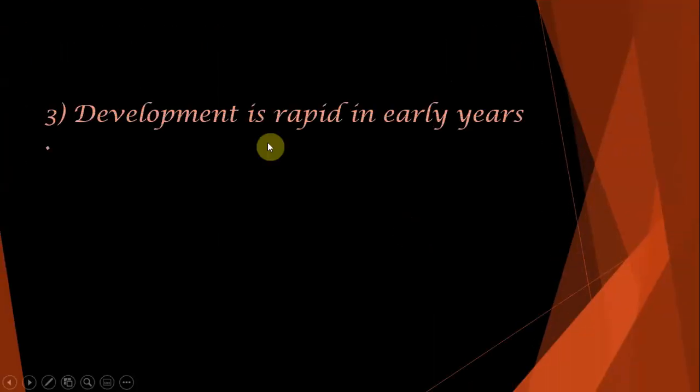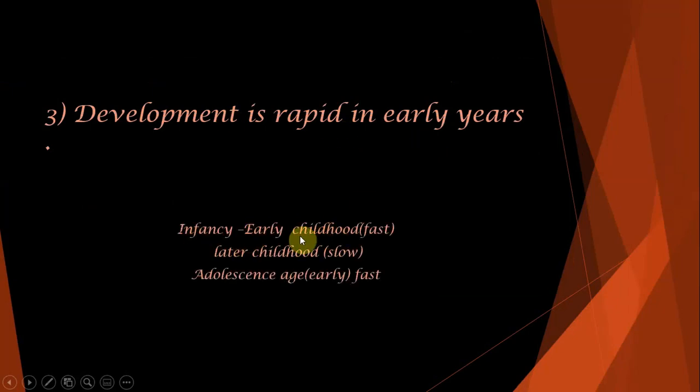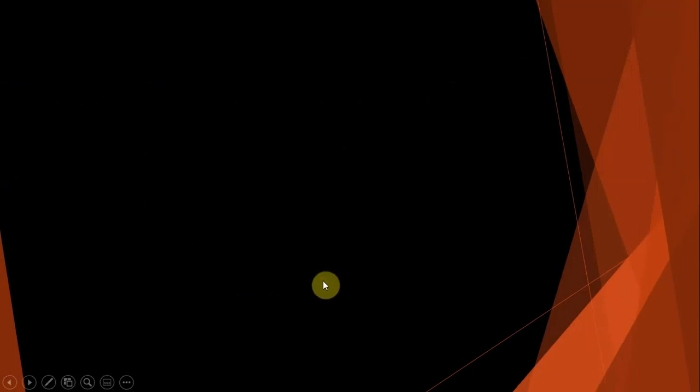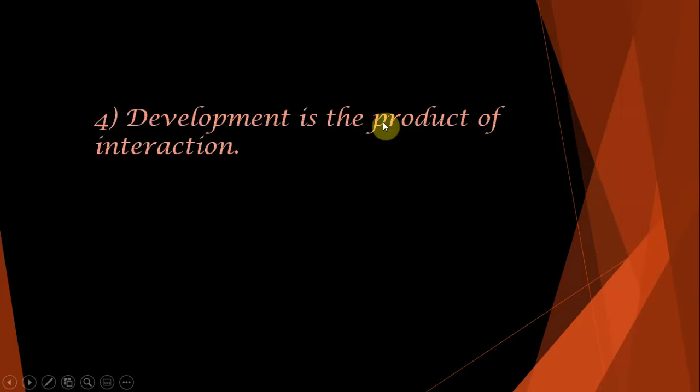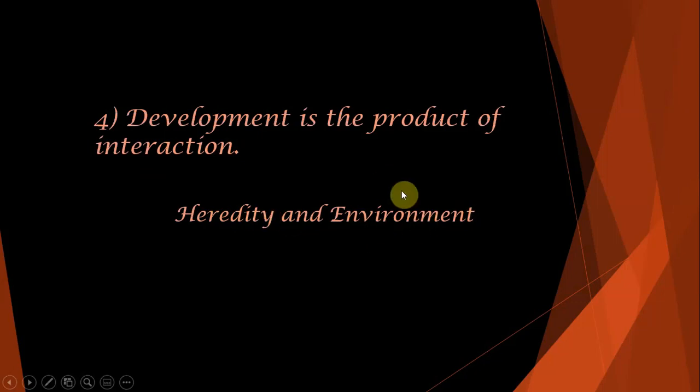The next principle is that development is rapid in the early years. That is, from infancy to early childhood, development is very fast. Then in later childhood, it slows. Then again in early adolescence, that is from 11 to 16, development gets faster. The next principle is that development is the product of interaction. It is the interaction between heredity and environment. Heredity is nothing but the traits we acquire or inherit from our ancestors, and environment is everything except heredity. So the interaction between these two is development.